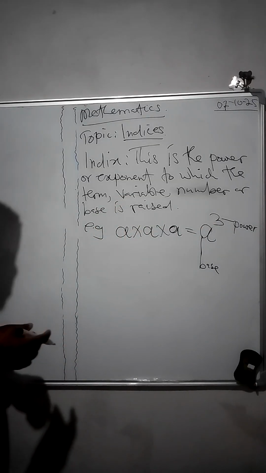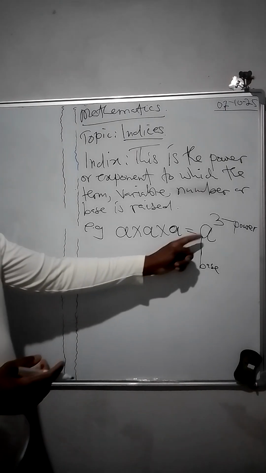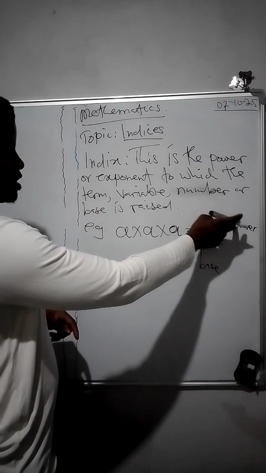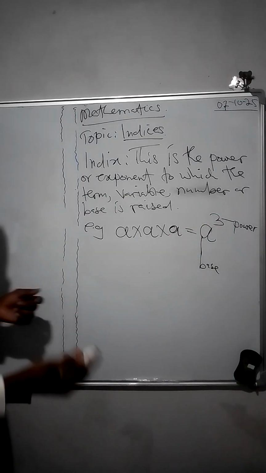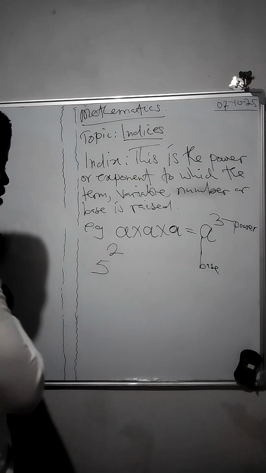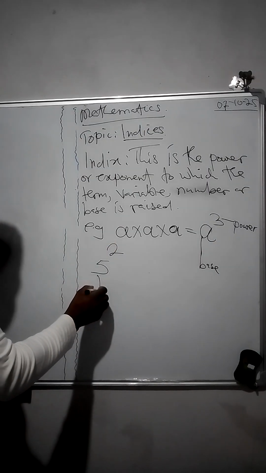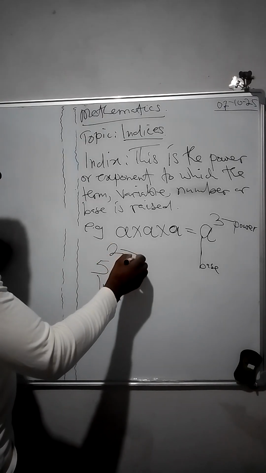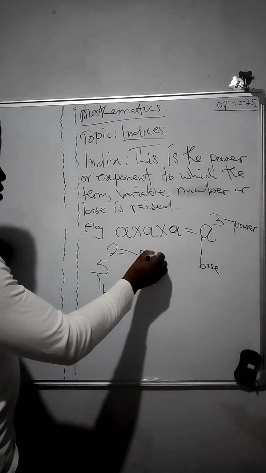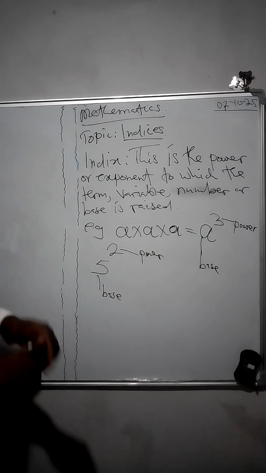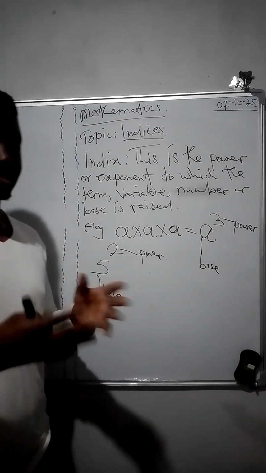So once you have this, we know that this is the base and the 3 is the power. For example, we have 5 raised to the power 2, meaning 5 is the base, then 2 is the power.